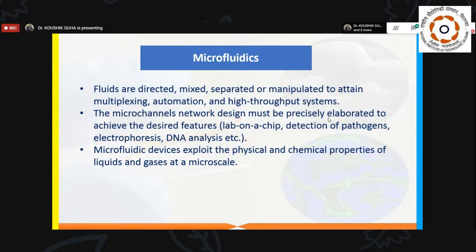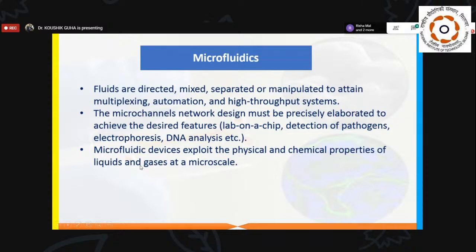In a small chamber with a small volume of fluid, we can see a lot of behavior of the fluids. So you need not have a very big lab; within a small lab space, you can do this. The microchannel network design must be precisely elaborated to achieve the desired features like lab on chip, detection of pathogens, electrophoresis, DNA analysis, etc. Microfluidic devices exploit the physical and chemical properties of liquids and gases at a microscale.